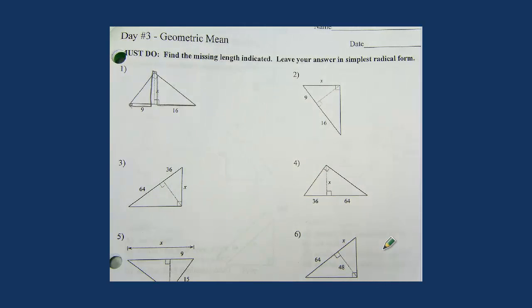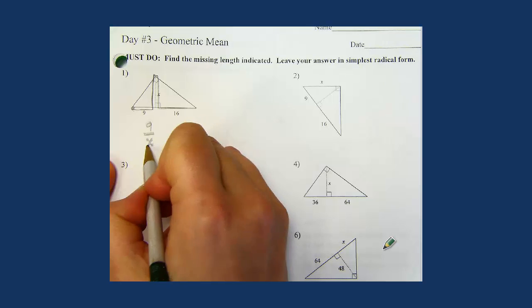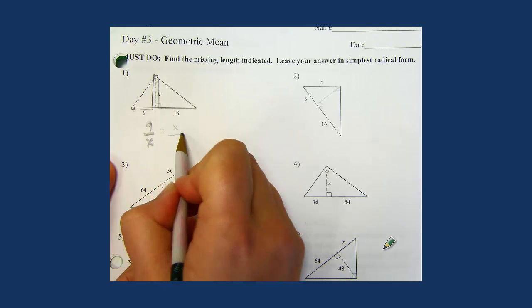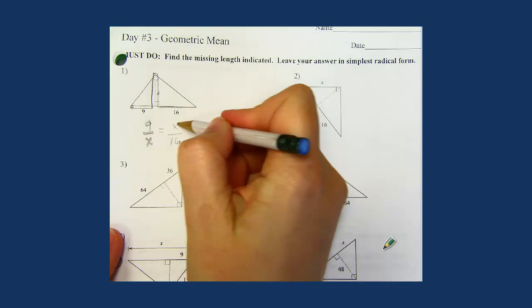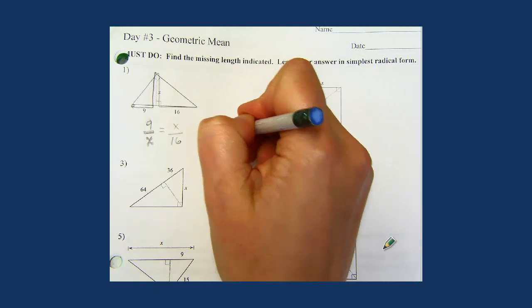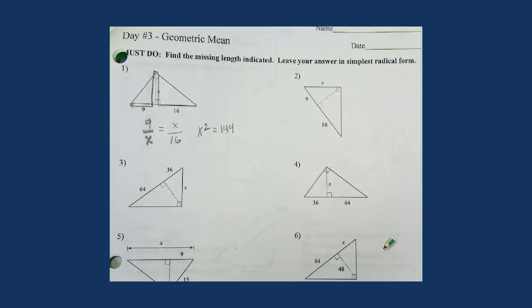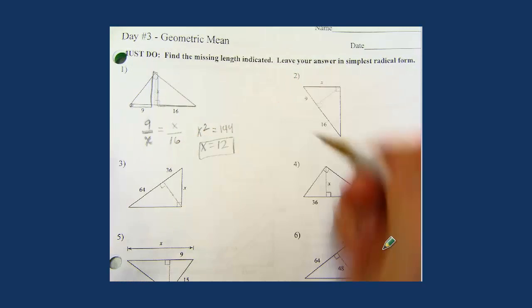Every number that you cross goes into your proportion in order. So the first thing we crossed over was 9, then x again, and then 16. Now it's just a matter of cross multiplying. So in one direction we get x squared, and in the other direction we have 9 times 16, which is 144. If we take the square root of both sides, we end up that x is 12.